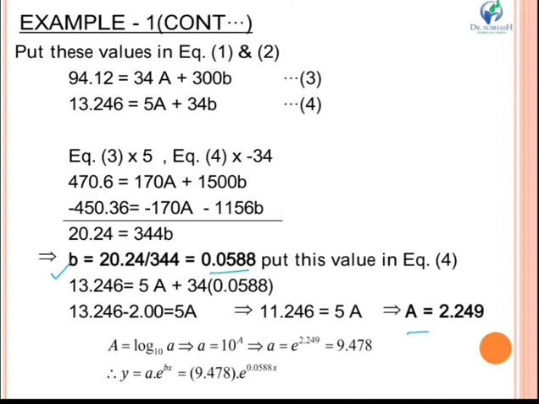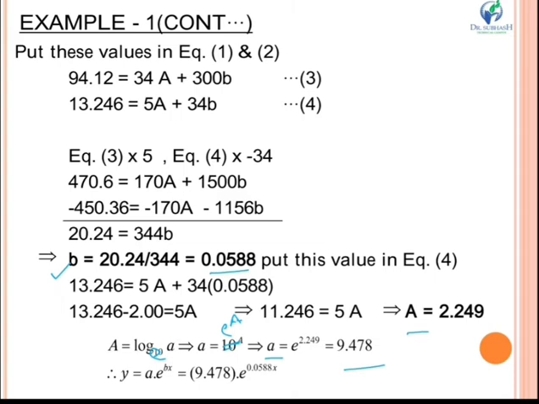We don't have to take the power of 10 here. We have to take the power of e. Here capital A is log base e. Here 10 will not be there. Here it will be log base e of a. So small a equal to e raised to capital A. We have to find e to the power of A. So we get a equal to e raised to 2.249, which is equal to 9.478.